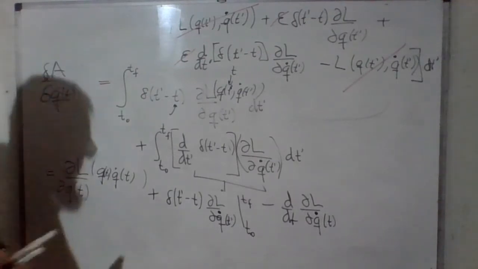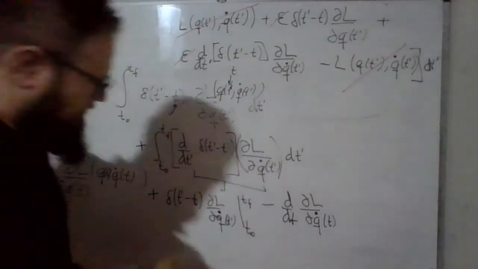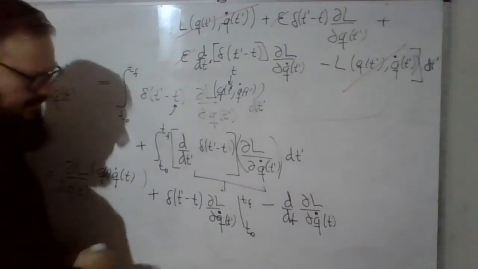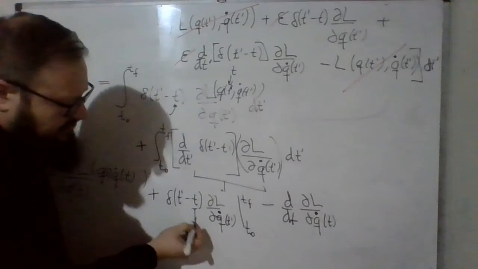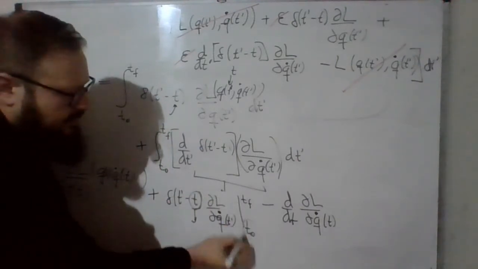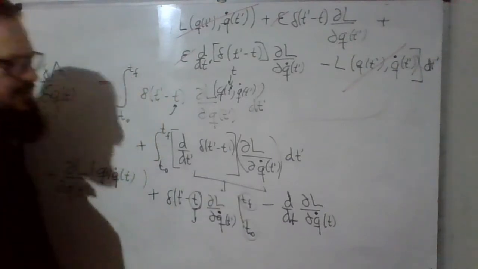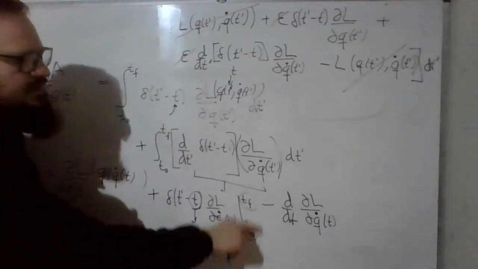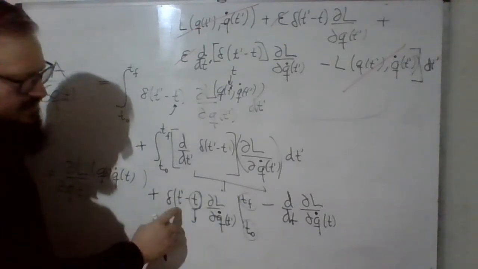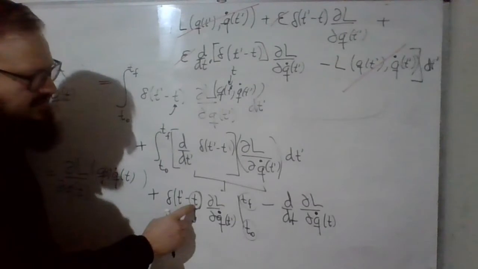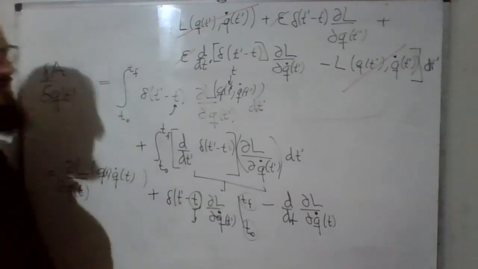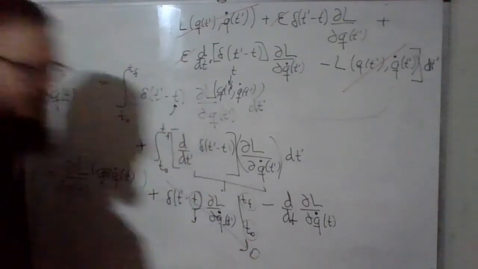And remember, I cannot change the endpoints, so this delta cannot be made to work at t naught and tf. This t here never is equal to t sub 0 or tf. Okay, so this delta vanishes because t prime is never equal to t0 or t final. So this goes to 0.